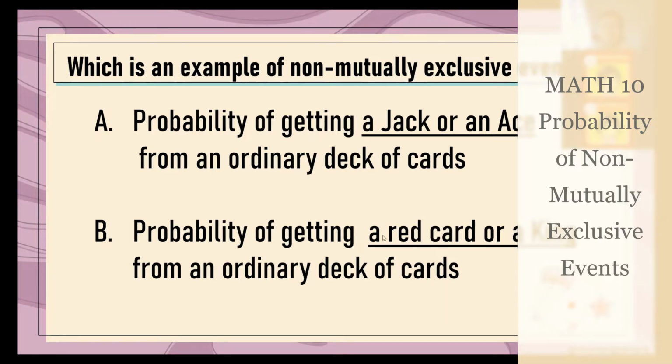Wait lang, let's analyze. Hindi ko rin memorize yung ano natin eh. A jack or an ace? Can you think of a jack which is also an ace? Is there an ace which is a jack? May jack ba na alas? Or may ace ba na jack? Meron ba? Sige, recall.